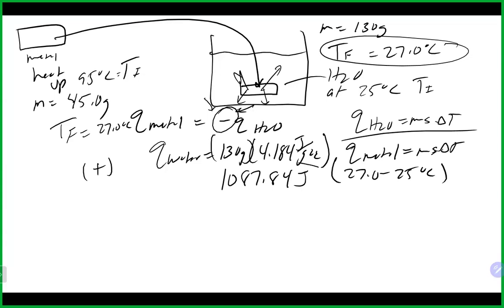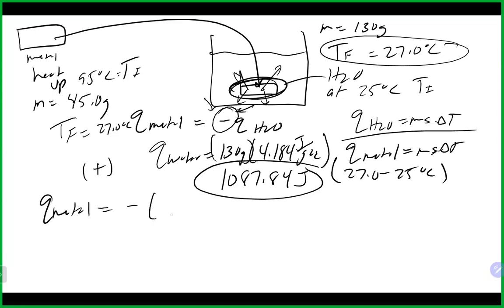Every single bit of that energy came from the metal. So from the metal's perspective, that is how much energy it lost. And because the metal lost that energy, that's exothermic for the metal, which means Q of my metal would be negative Q of my water, and that's going to turn this into a negative number. And that makes sense for the metal because it's releasing the energy and the water's gaining the energy.